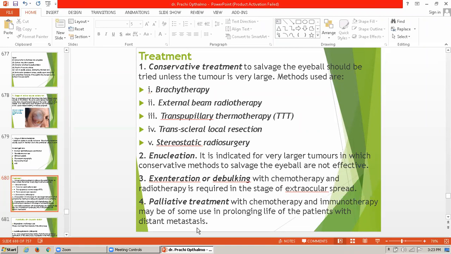So chemotherapy and radiotherapy is required in the stage of extraocular spread. It is called exenteration or debulking. And chemotherapy and immunotherapy may be of some use in prolonging the life of the patient with distant metastasis, which is a palliative treatment.